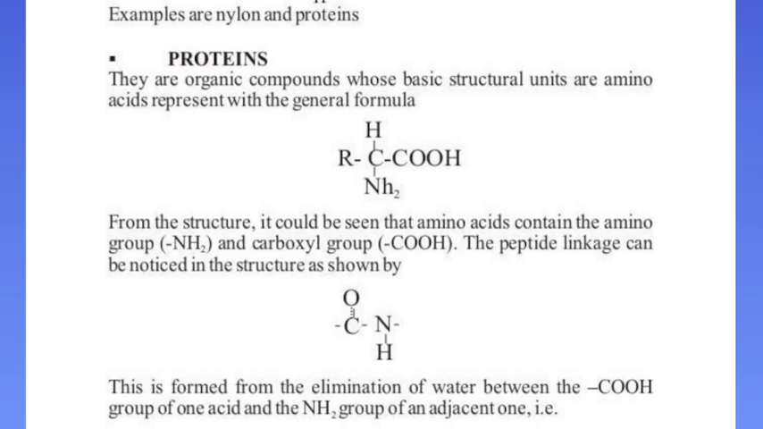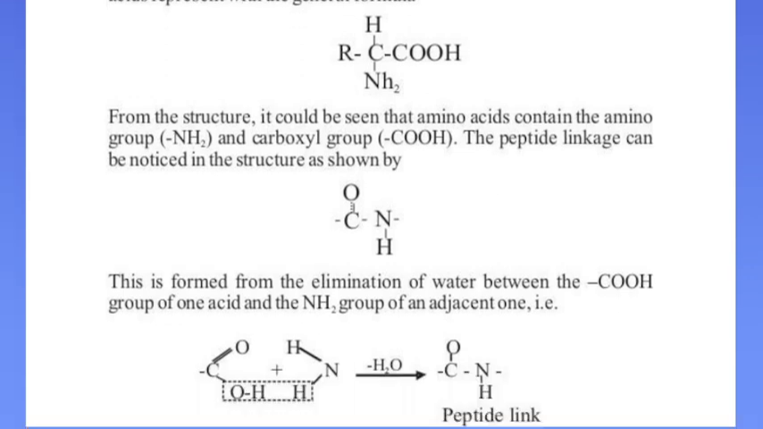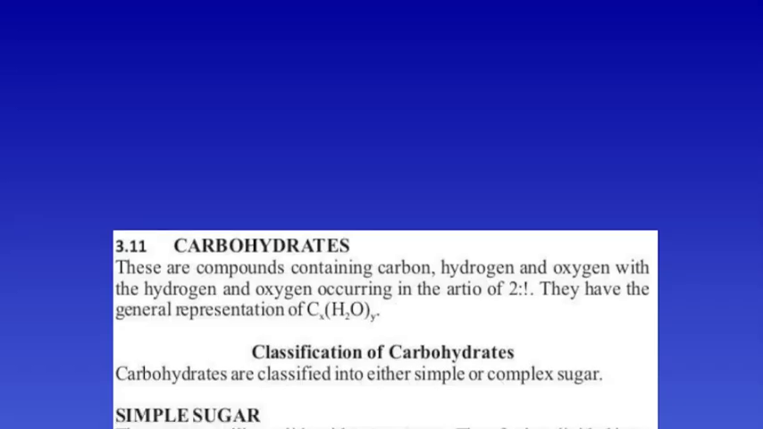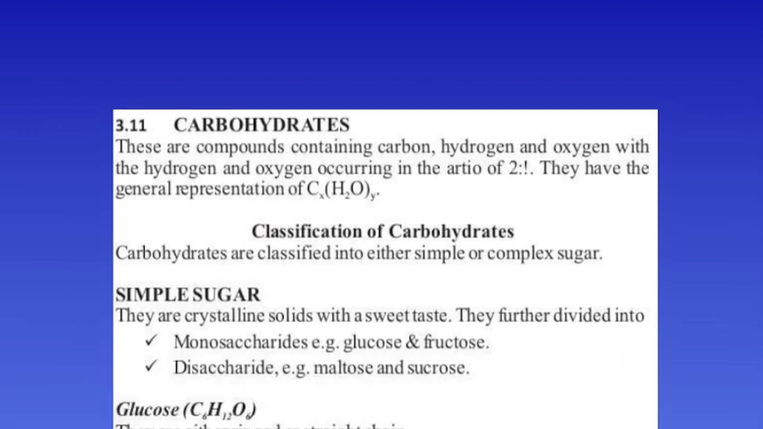The peptide linkage is what is formed between amino acids whenever you are polymerizing. So just note that the peptide bond is what is formed in the polymerization of amino acids to give protein.